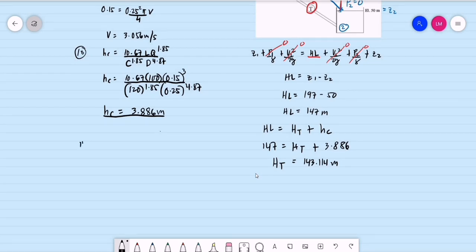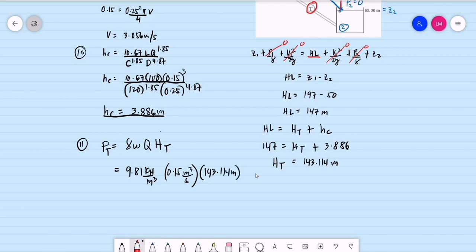So this is for question number 11. How do we compute power? That is equal to the unit weight of water, the discharge, multiplied by the head. If we are computing for the power generated by the turbine, we are using the head extracted by the turbine. So this is equal to gamma water, 9.81 kilonewtons per cubic meter, a discharge of 0.15 cubic meter per second, and the head extracted by the turbine equal to 143.114 meters.